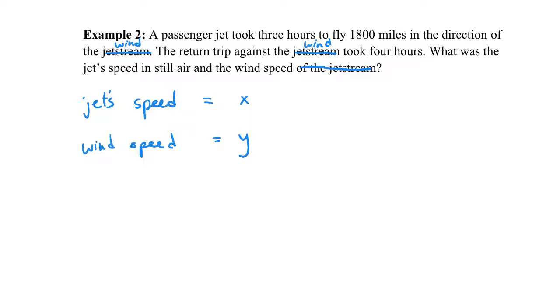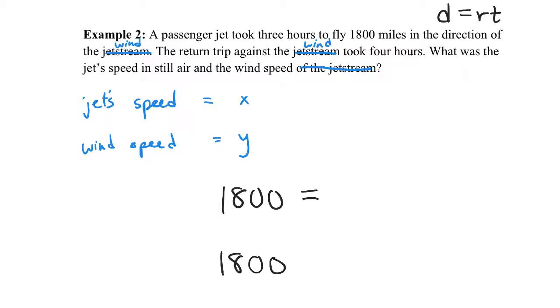What's our formula for distance and rate? D equals RT. Well, in the first case, what's the distance traveled on the way there? 1,800 miles. In the second problem, when you come back, what's the distance traveled? And if your parents are pilots, I know this is not always true. But what is the distance on the way back if we assume it's a round trip? Also 1,800. So we've got on the way there, we'll say with the wind, and we'll do the second one against the wind.